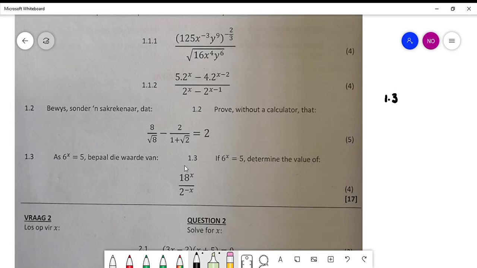Okay, do you agree that I can write 18 as 2 times 3 to the power of x? Wait, there's something missing. Like that.